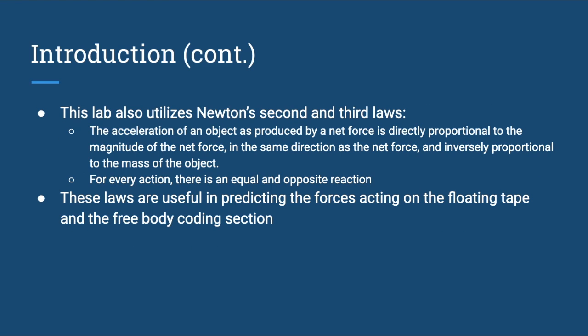The lab also utilizes Newton's second and third law, which you will see later on in the code when I do the free body diagram. You know the acceleration of an object that's produced by a net force is directly proportional to the magnitude of the net force, in the same direction as the net force, and inversely proportional to the mass of the object. And you also know that for every action there's an equal and opposite reaction. They're useful in predicting the forces acting on the floating tape, as you can see in the free body section.